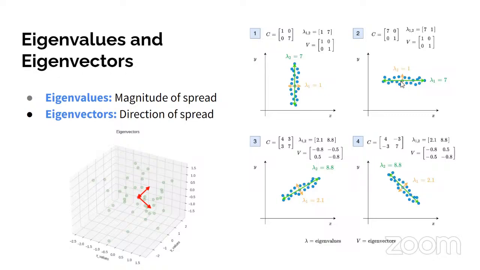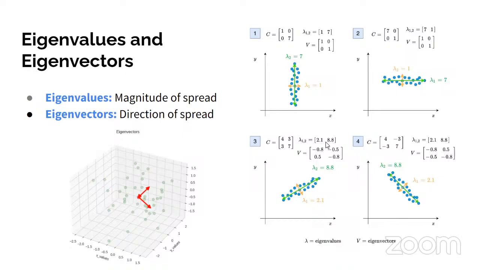Similar case, here my eigenvalue is higher, so you can see how much spread out it is. And this is my direction. These are my directions. Same case here. This is my direction of spread, and this has the magnitude also. So eigenvalues and eigenvectors you get from the covariance matrix only.